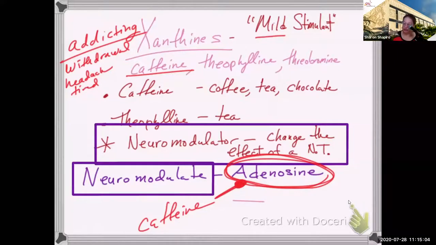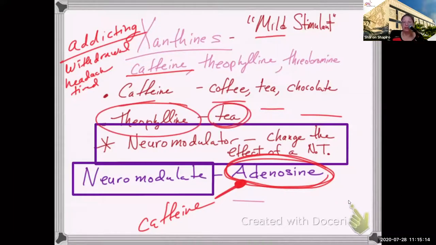And just a little thing, caffeine is found in a lot of plants, including the coffees, the teas, and the chocolates. Theophyllines and theobromines tend to be found more in tea leaves, different types of teas. But just go to a grocery store and look in the herbal section. There's like so many different types of tea leaves.